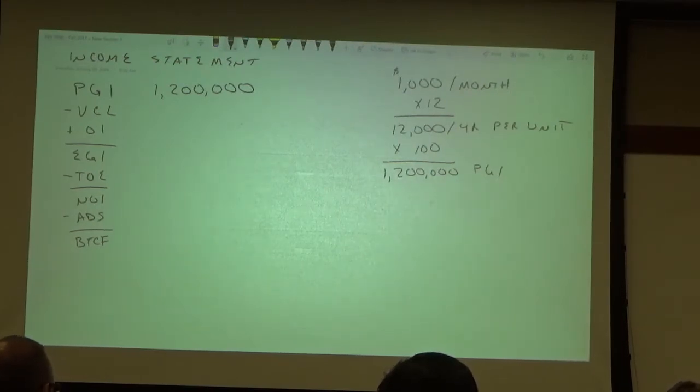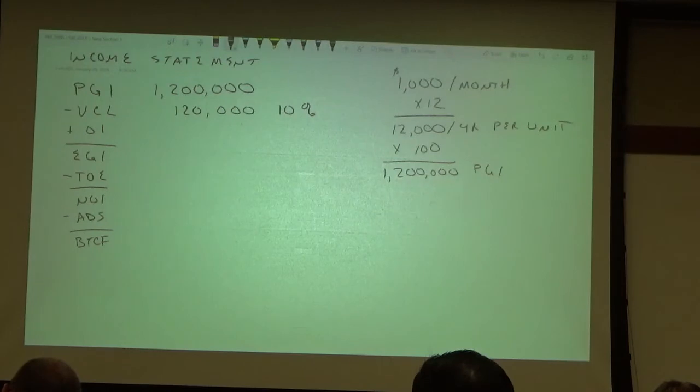But let's just say that we go through all that brain damage and we ultimately settle on a nice 10% vacancy and credit loss. That means that 10% of the units are ultimately going to be unoccupied or not paying rent for that first year. So 120,000 as our vacancies and collection losses.